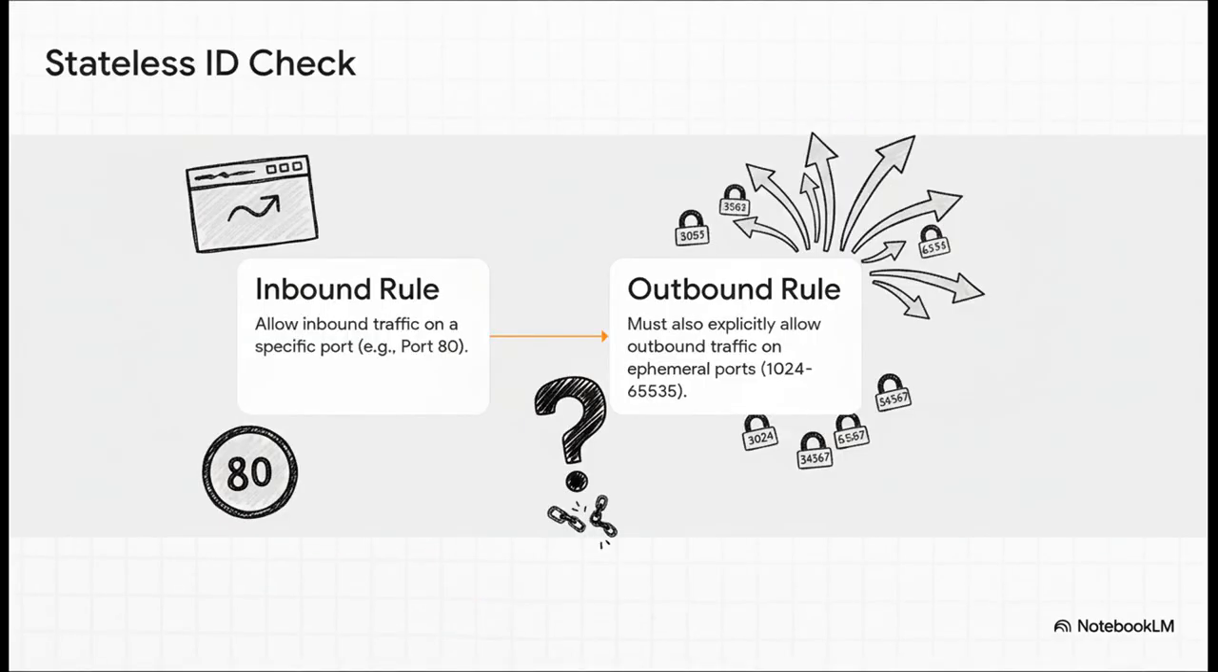And this is where people get tripped up all the time. If you create an inbound rule to allow web traffic on port 80, you must also create a separate outbound rule to allow the response to go back out. And that usually means opening a huge range of these high-numbered things called ephemeral ports. If you forget that outbound rule, your application just breaks. It won't work.